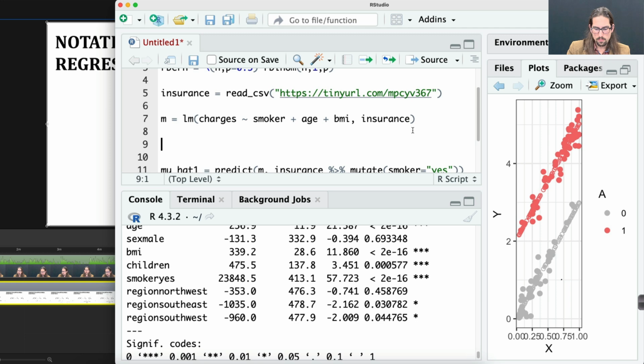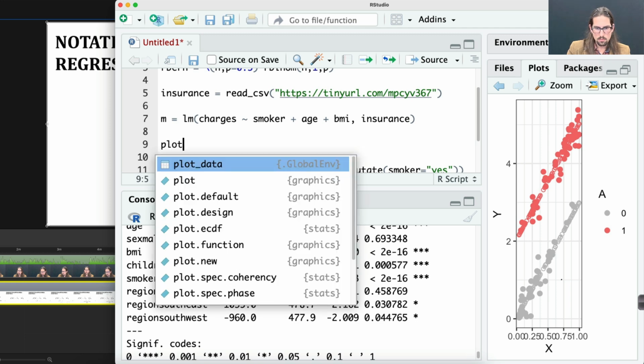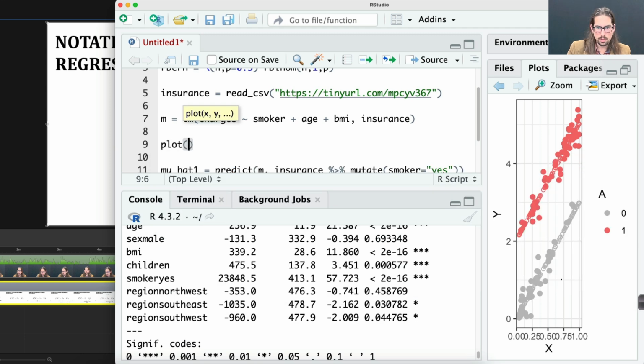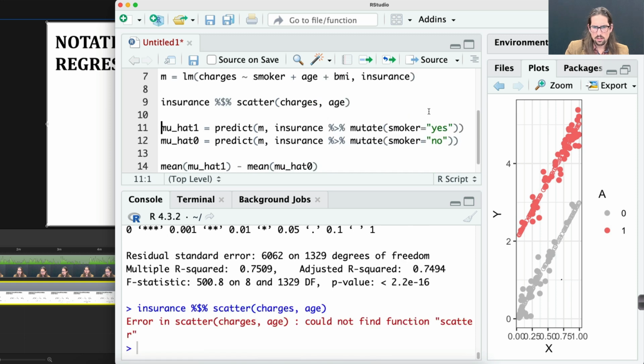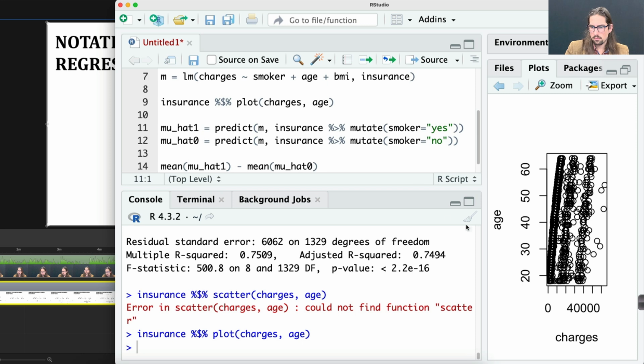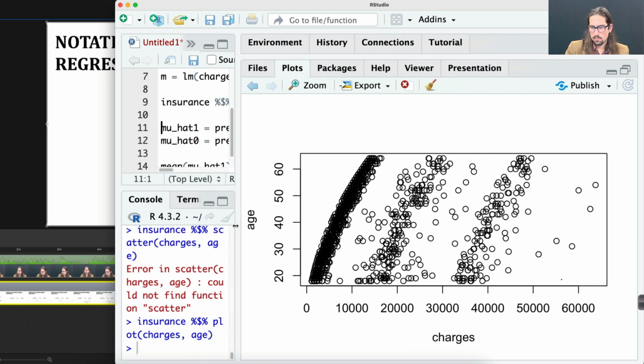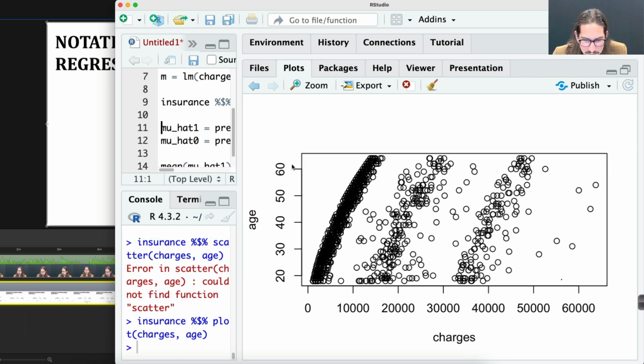Let's say just a cheap plot of charges and age, maybe. Is it called scatter? I never use the base R plotting. Maybe it's just plot. Okay, oh, it went the other way.